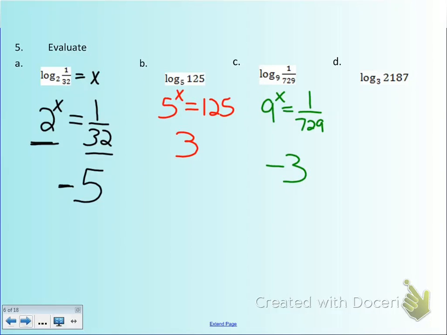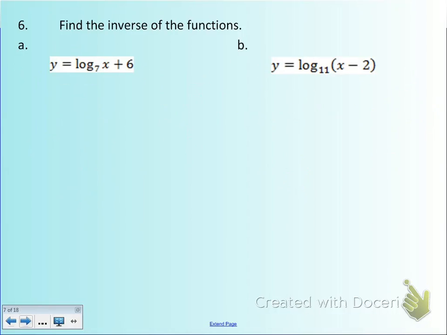Our last one, rewriting it, is 3 to what power equals 2,187. Now, you're probably not going to know this one off the top of your head. I wouldn't know this one off the top of my head. So I'm just going to guess and check. I know 3 to the 4th is 81, so it has to be bigger than 4. So I'm just going to guess and check until then, and I get 3 to the 7th power is 2,187.